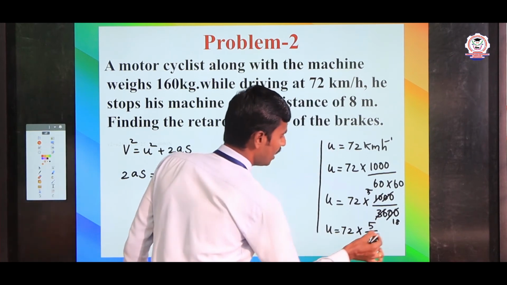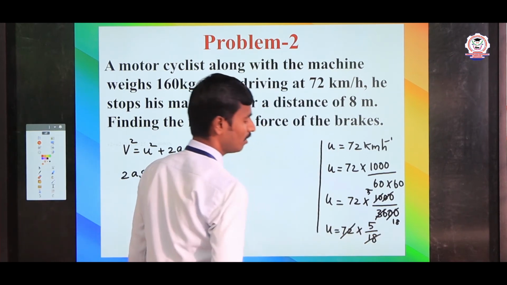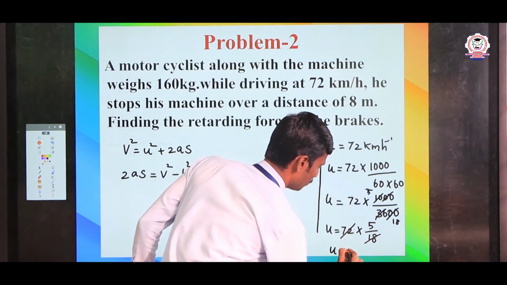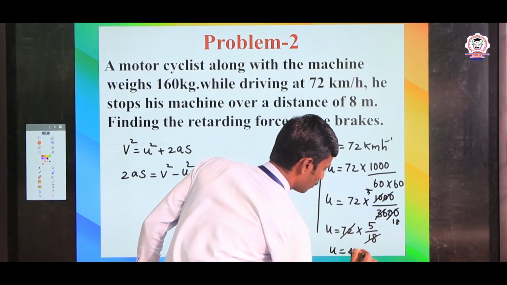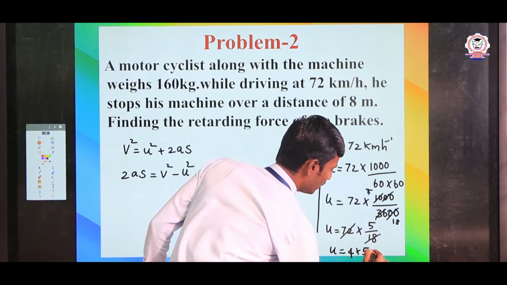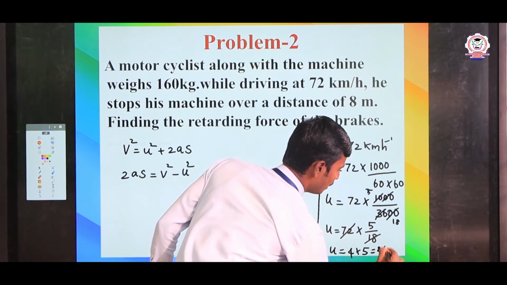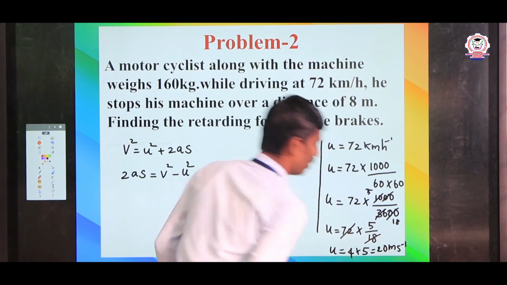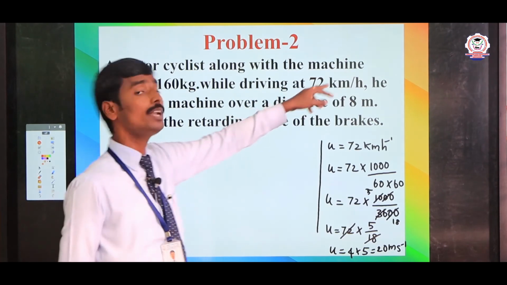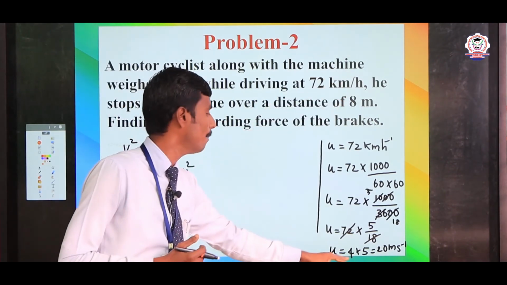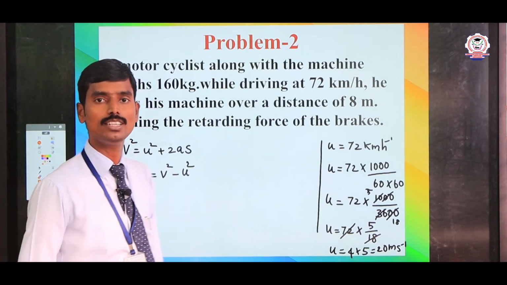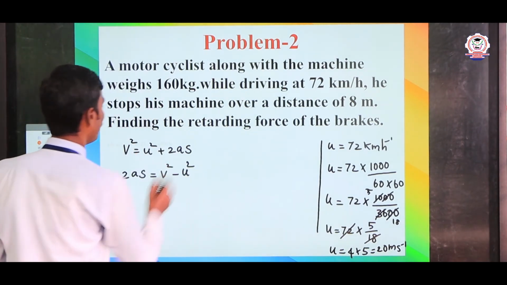Again simplify: 18 goes into 72 four times. So U equals 4 into 5, which is 20 meter per second. This is the initial velocity in meter per second. The problem gave 72 kilometer per hour, but we converted it to meter per second. U equals 20 meter per second, so this value applies here.